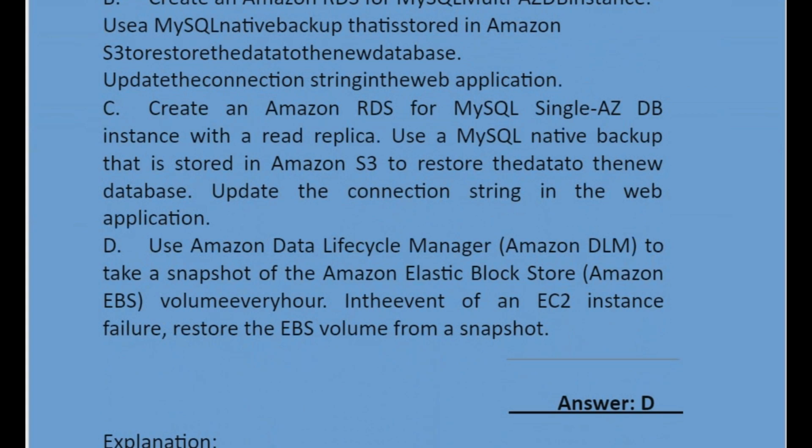Option C. Create an Amazon RDS for MySQL single-AZ DB instance with a read replica. Use a MySQL native backup that is stored in Amazon S3 to restore the data to the new database. Update the connection string in the web application. Option D. Use Amazon Data Lifecycle Manager, Amazon DLM, to take a snapshot of the Amazon Elastic Block Store, Amazon EBS, volume every hour. In the event of an EC2 instance failure, restore the EBS volume from a snapshot.